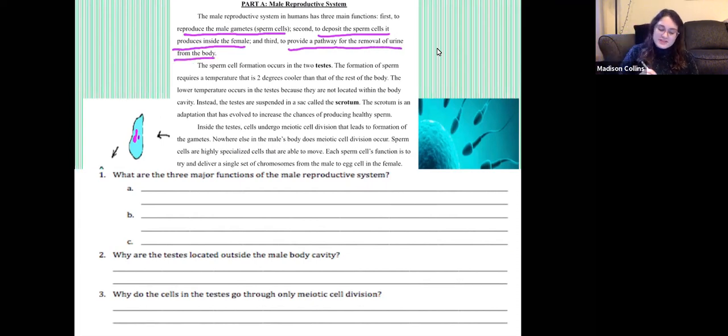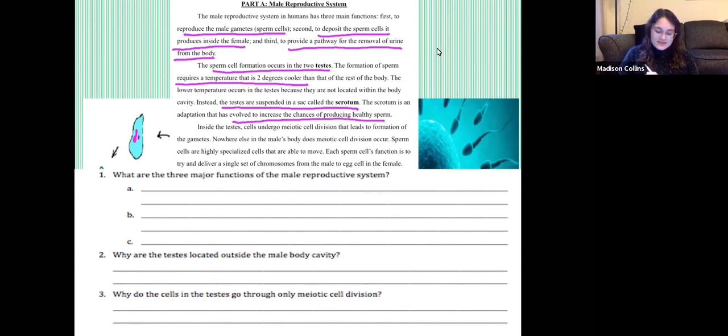The sperm cell formation occurs in the 2 testes. The formation of sperm requires a temperature that is 2 degrees cooler than that of the rest of the body. The lower temperature occurs in the testes because they are not located within the body cavity. Instead, the testes are suspended in a sac called the scrotum. The scrotum is an adaptation that has evolved to increase the chances of producing healthy sperm.